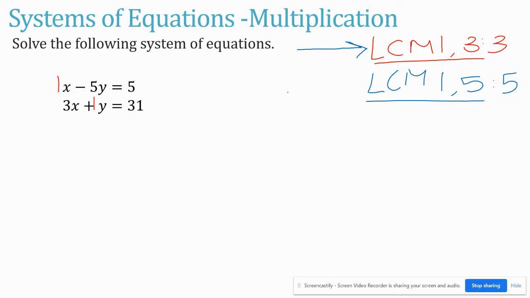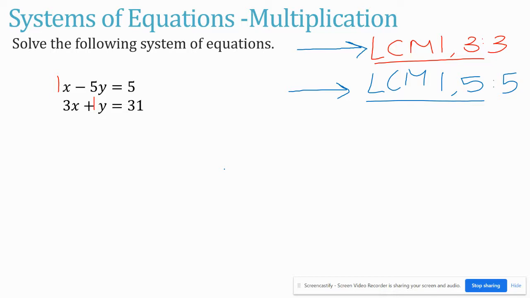If you want to focus on the y values, say, okay, remember, our LCM is 5. This is already a 5, and it's negative. So we can ask ourselves, okay, what can we multiply here for this to become a 5? So those are the 2 different approaches that you can take. As long as you do everything correctly, you're going to get the same answer.